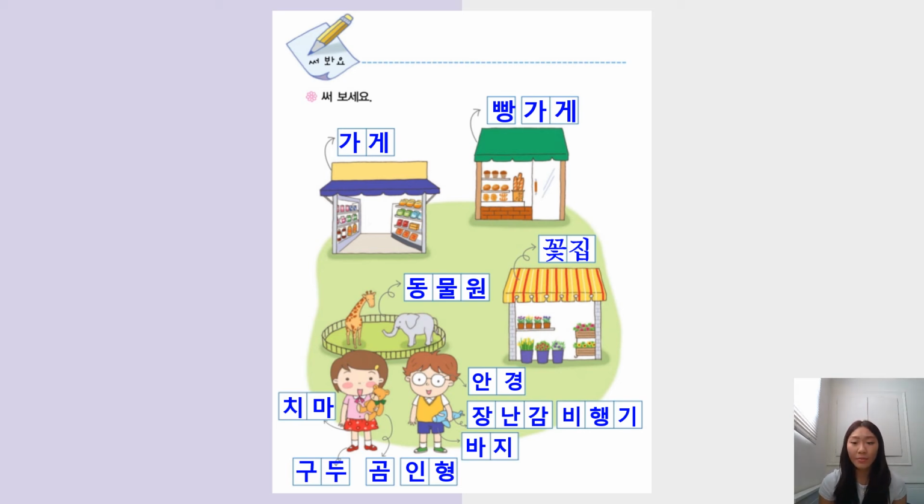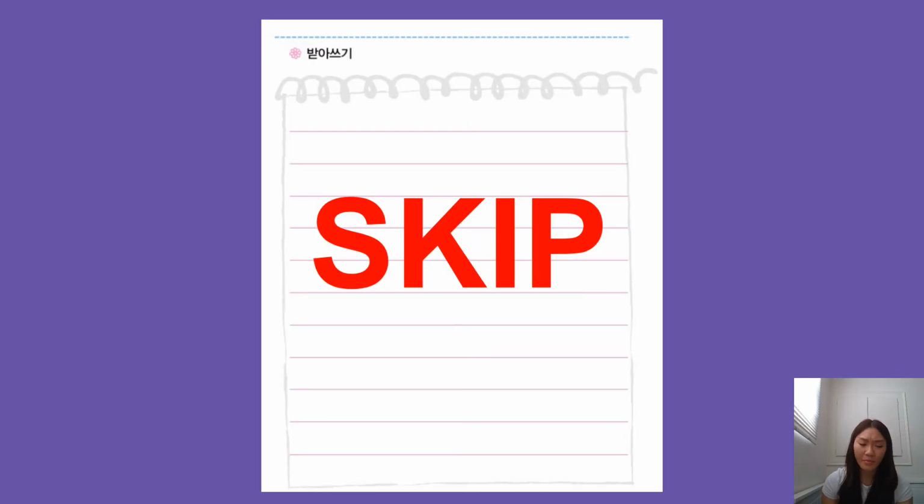Yeah, if you needed help, you can just always look back on the previous lessons. The words are all there. They're not going anywhere. Okay, so make sure you wrote everything correctly, and then we're going to move on. Actually, we're going to skip this page just because we did a lot already. So we're not going to do 받아쓰기, and there is no listening portion in this lesson. Okay, so just skip this page.